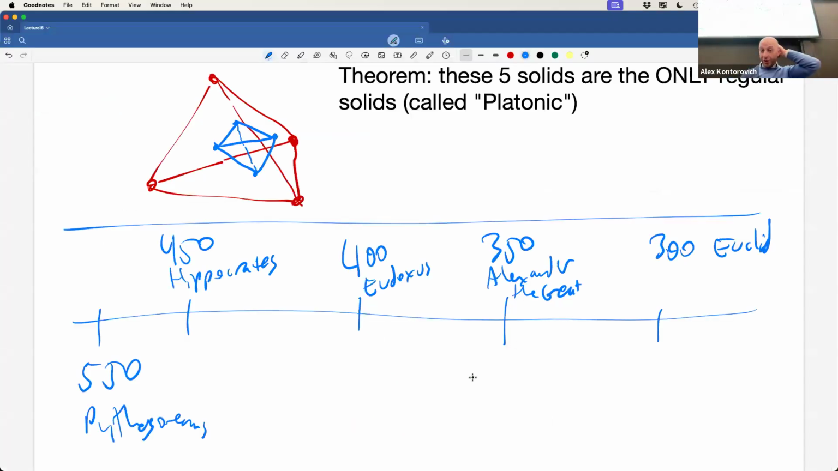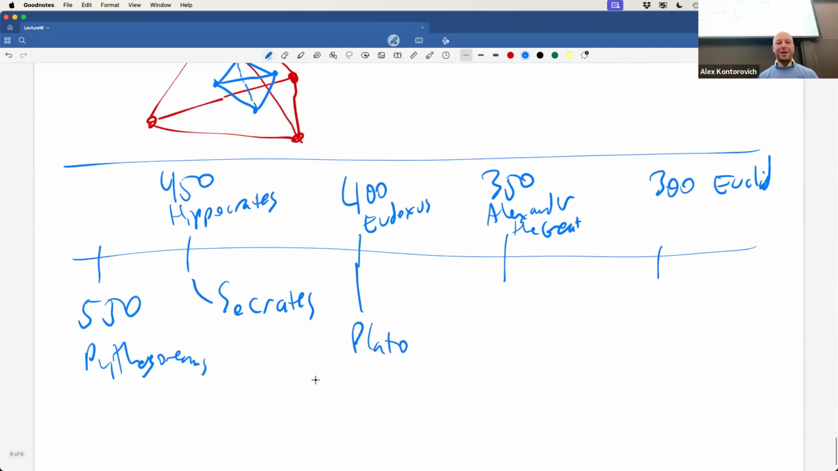Right. Okay. So there are three other people that we could throw on here. They're not mathematicians, but they're still important people for you to know. So Socrates teaches Plato. Plato goes to Athens and creates the academy. Euclid is studying in Alexandria.